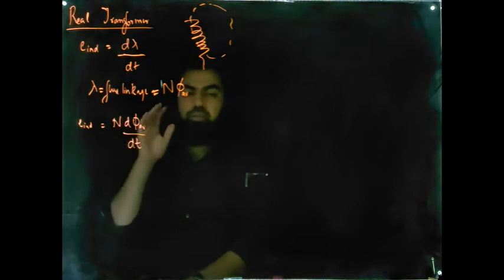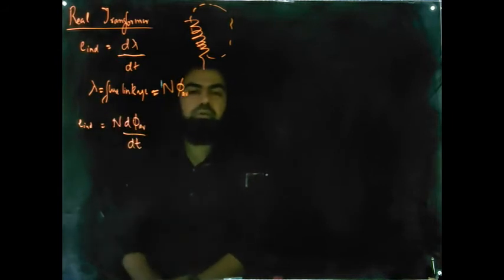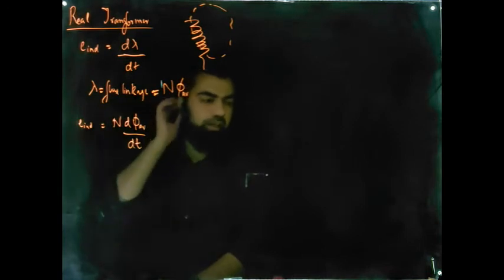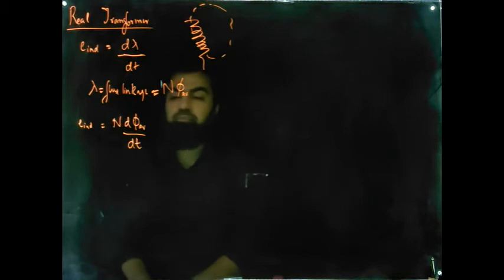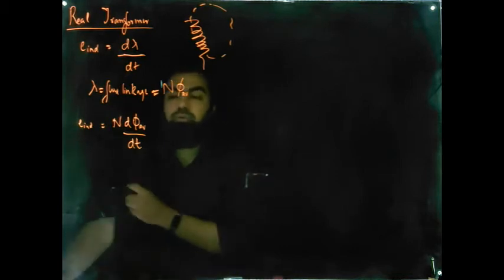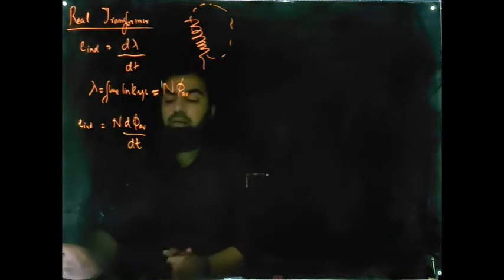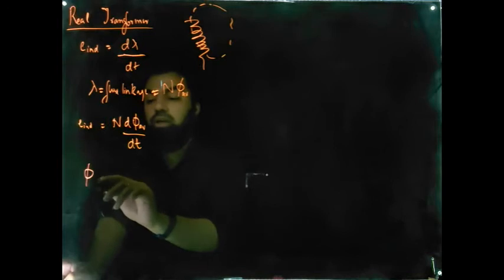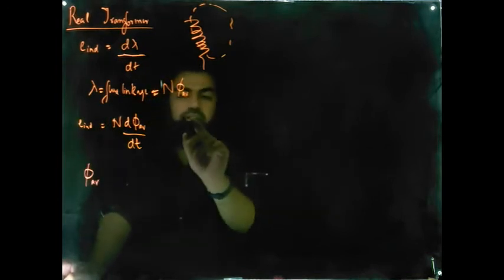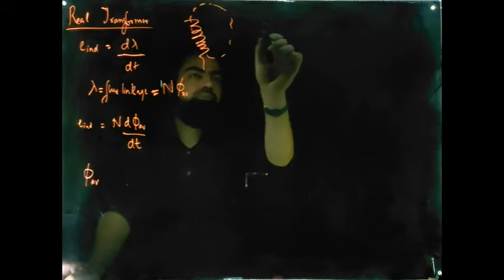So phi average here basically represents the average flux that cuts through each and every turn of a transformer winding, and n represents the number of turns of this coil. Now, what does this flux phi average depend upon? If we apply a voltage Vp, let me show a transformer here now.